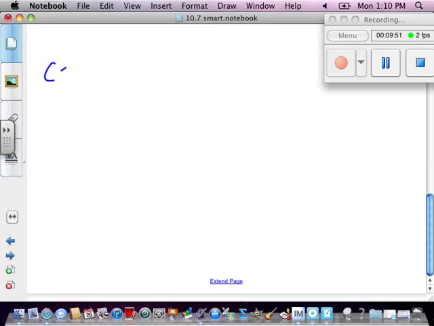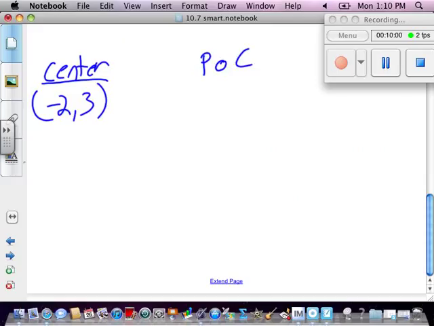So here's my center, and here's a point on it. Point on circle. How about that? Does that sound good? Does the abbreviation make sense? Okay, so we have that this is H and this is K, right? All we've got to find is R.